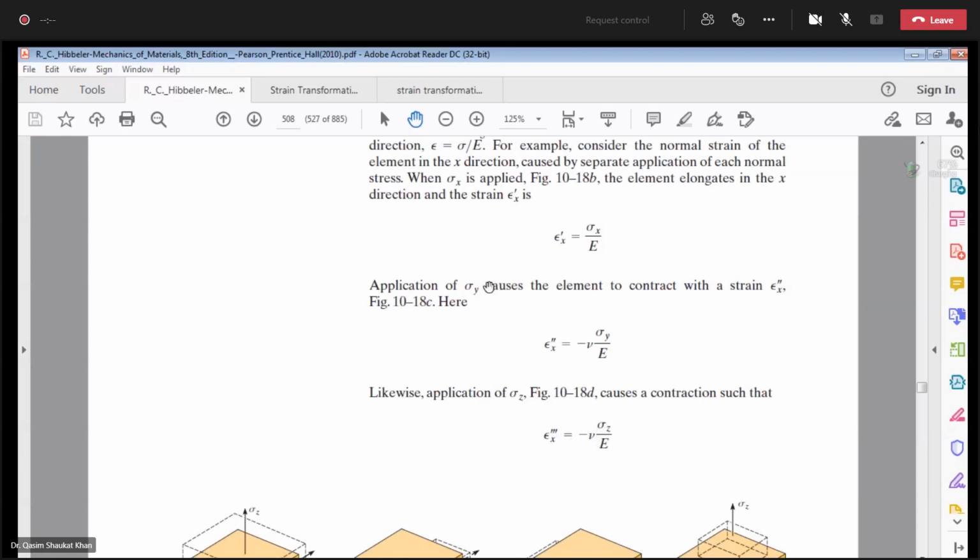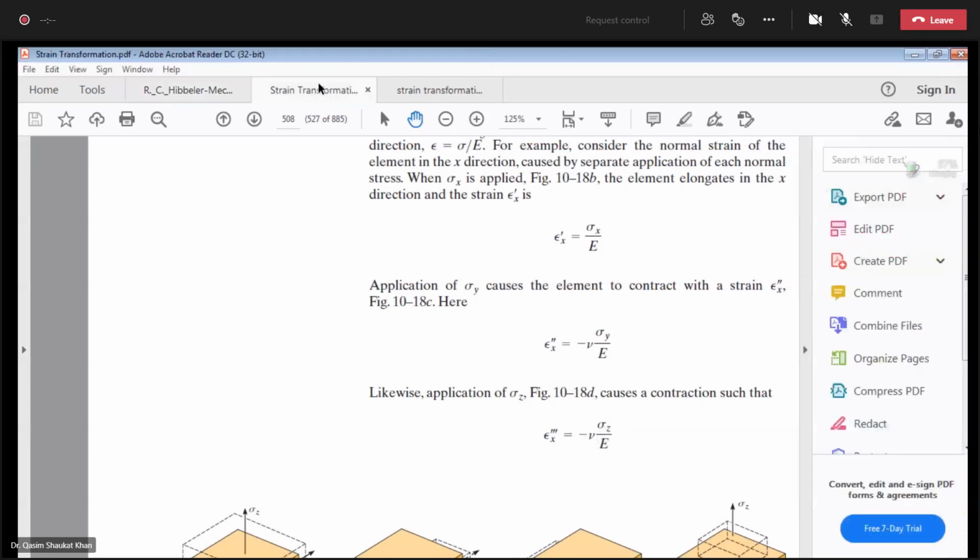And if we want to calculate the effect of the stresses in the z direction, then let's say epsilon z dash is equal to sigma z over E. Then application of sigma y causes the element to contract with a strain epsilon z double dash. The value will be the same: epsilon z double dash equals sigma y over E times the Poisson ratio times the negative sign. And application of sigma x, the third stress, will cause a contraction such that epsilon z triple dash equals sigma x over E times the Poisson ratio times the negative sign.